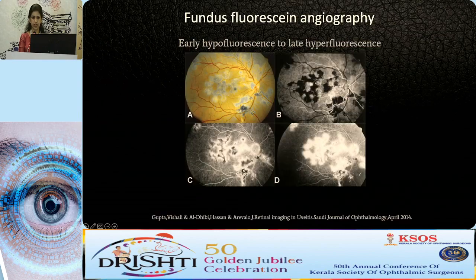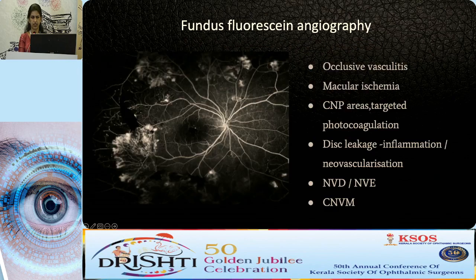Then we have fundus fluorescein angiography, which is helpful. In most cases of uveitis, we have early hypofluorescence to late hyperfluorescence. And fundus fluorescein angiography now helps us, especially in cases of occlusive vasculitis, where you need to look at the periphery for capillary non-perfusion areas, and of course macular ischemia. CNP areas, it is helpful to delineate, and targeted photocoagulation can be carried out. If there is disc leakage, you know that the optic nerve head is also inflamed, and NVD, NVE, all this can be well delineated with the FFA.